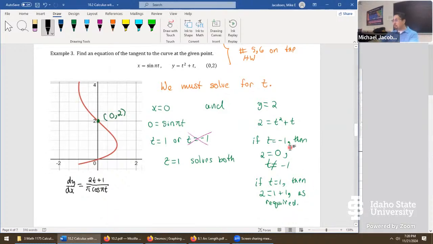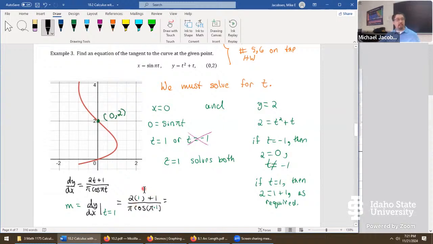But once we find t equals 1 solves both equations, we just go back over here. That's the derivative at any parameter value. And now we can say the slope m is dy dx. Evaluate this at the parameter value we found, t equals 1. So now we have 2 times 1 plus 1 in the numerator, divided by cosine of pi times 1 in the denominator.